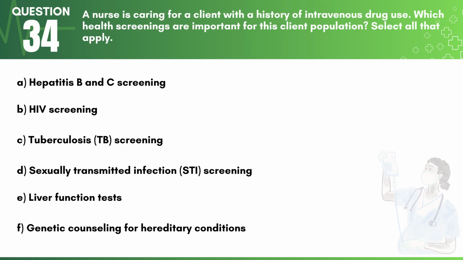Question 34. A nurse is caring for a client with a history of intravenous drug use. Which health screenings are important for this client population? Select all that apply. A. Hepatitis B and C screening. B. HIV screening. C. Tuberculosis, TB, screening. D. Sexually transmitted infection, STI, screening. E. Liver function tests. F. Genetic counseling for hereditary conditions.